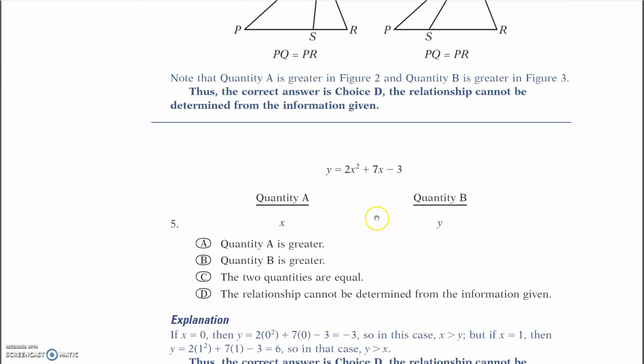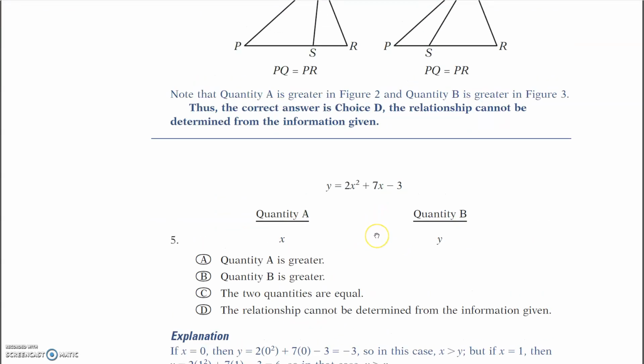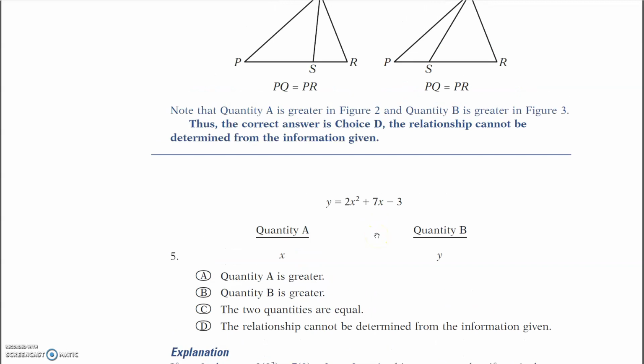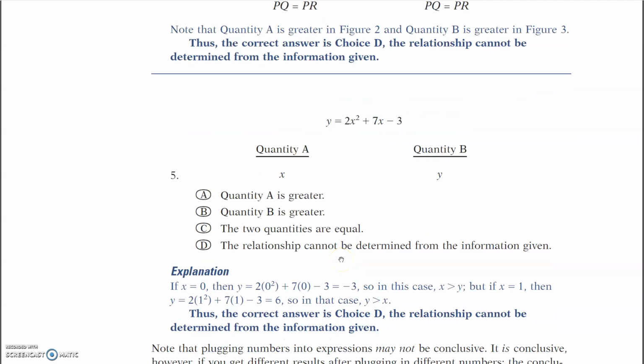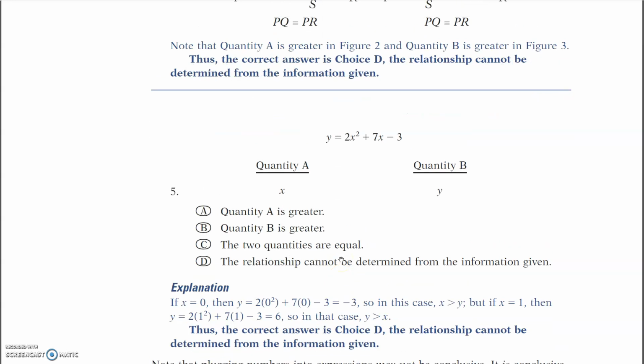Now, last question for this video. They said y equals 2x squared plus 7x minus 3, right? We don't know the value of x, we don't know the value of y. So we need to solve it. Now, look at what they did. They input the value there.